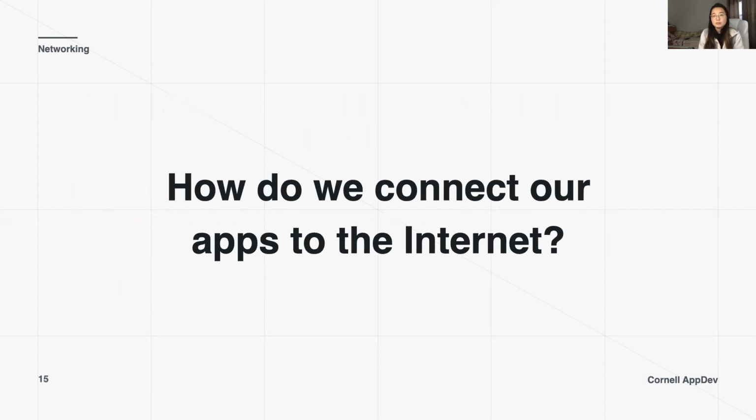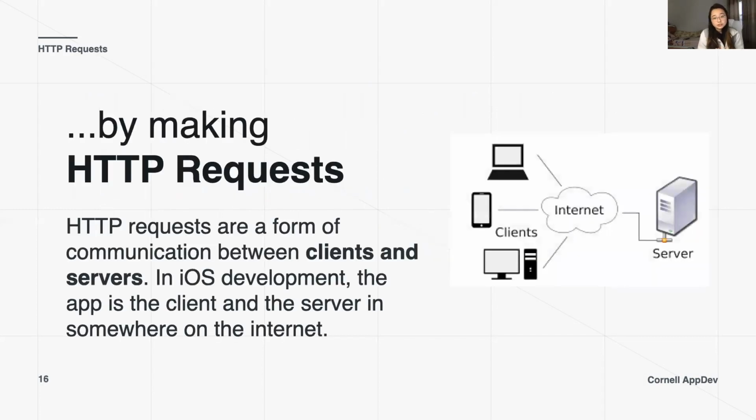So now that we know why we might want to connect our app to the internet, how do we actually do that? The answer is we do so by making HTTP requests. So, what does HTTP request mean? Well, an HTTP request is just a name for when one computer requests to get information from another computer. In this case, the terminology that we will use is clients and servers. So basically, HTTP requests are a form of communication between clients and servers.